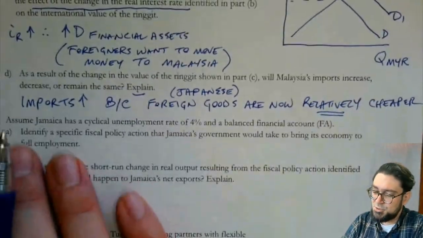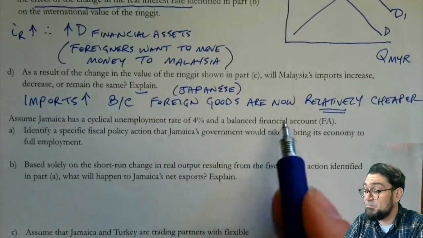Let's take a look at number 2. Assume Jamaica has a cyclical unemployment rate of 4 and a balanced financial account.